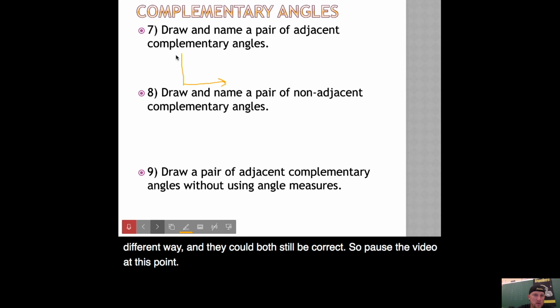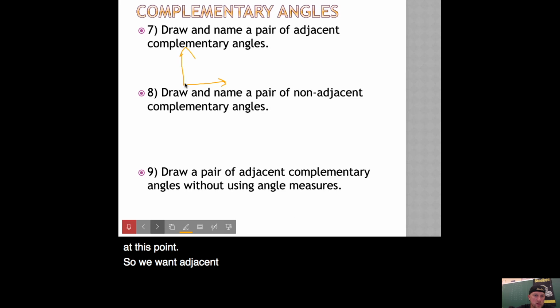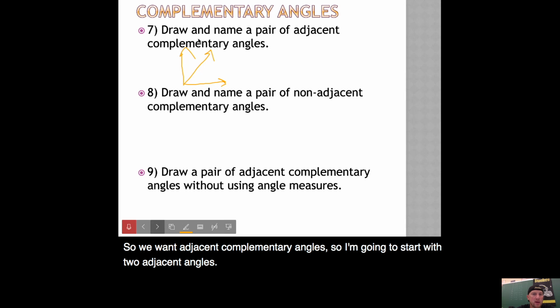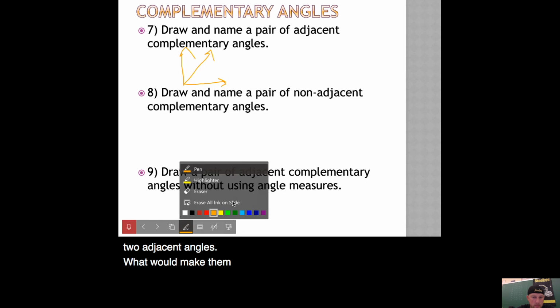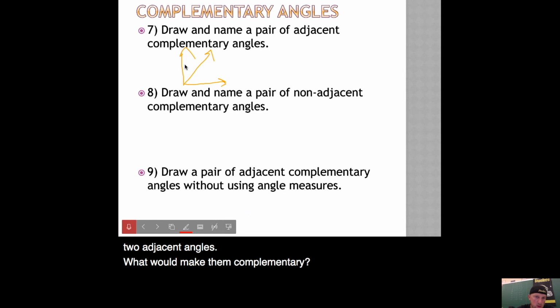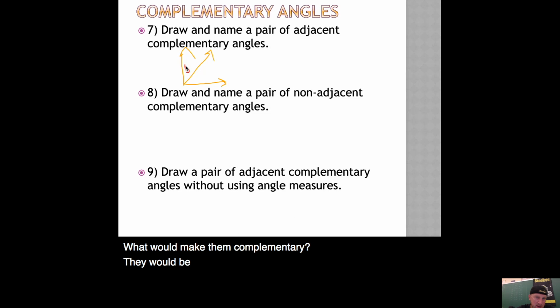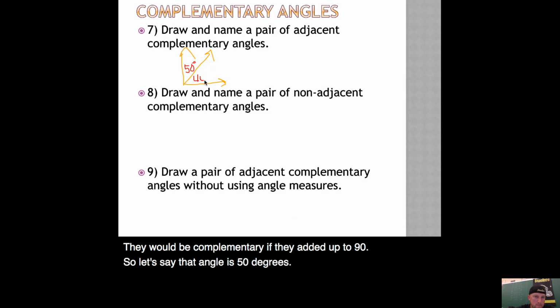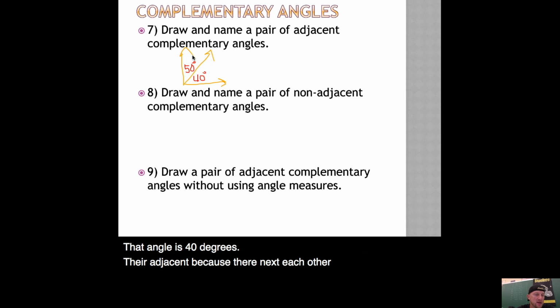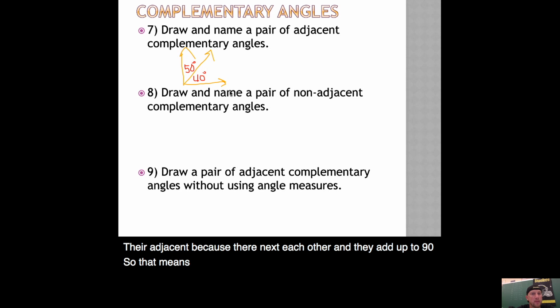Okay, so we want adjacent complementary angles. So I'm going to start with 2 adjacent angles. What would make them complementary? Well, they would be complementary if they added up to 90. So let's say that angle is 50 degrees. And that angle is 40 degrees. They're adjacent because they're next to each other, and they add up to 90, so that means they're complementary.